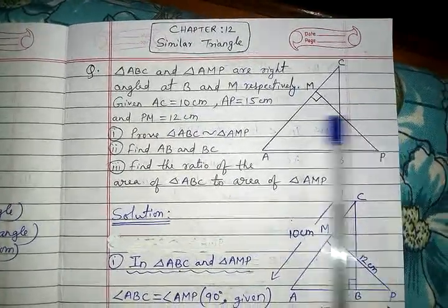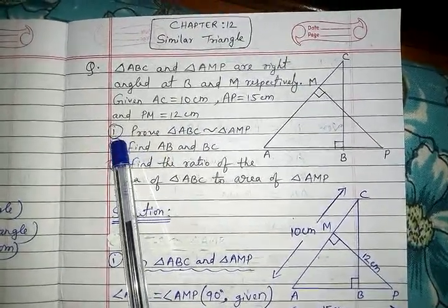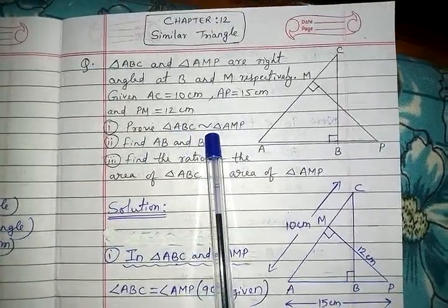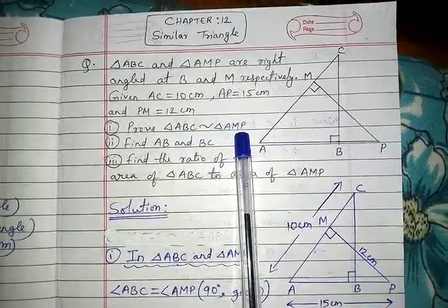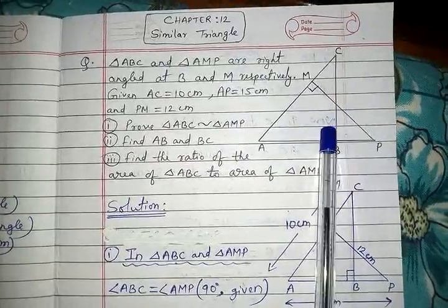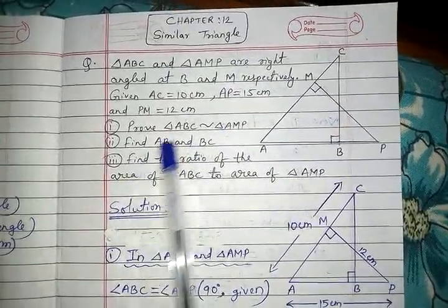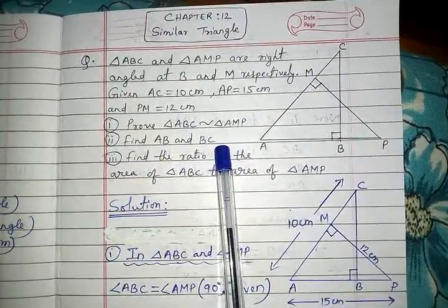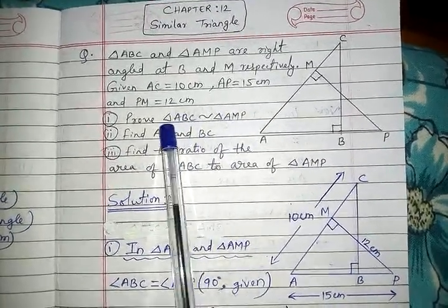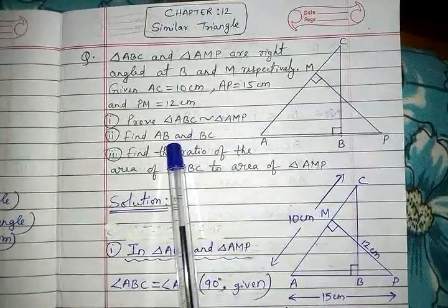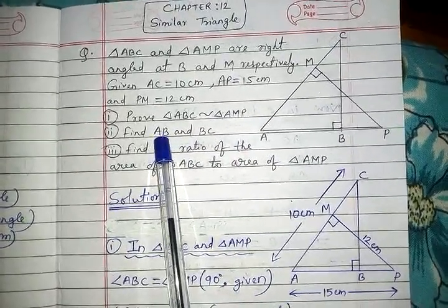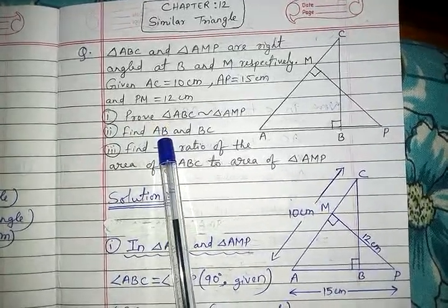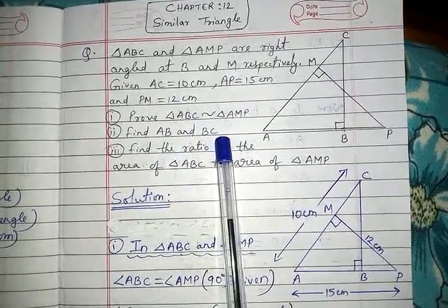This is the question. Now what is to find? Number one, prove that triangle ABC is similar to triangle AMP. So these two triangles which I spoke about just now, I have to prove that they are similar. Second, find AB and BC. So once we prove that these two triangles are similar, then we will use the proportionality theorem, and from there I will find the values of AB and BC.